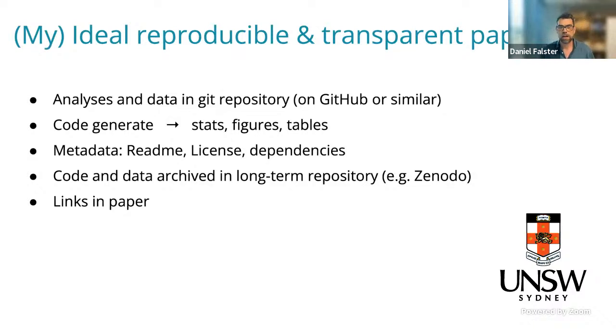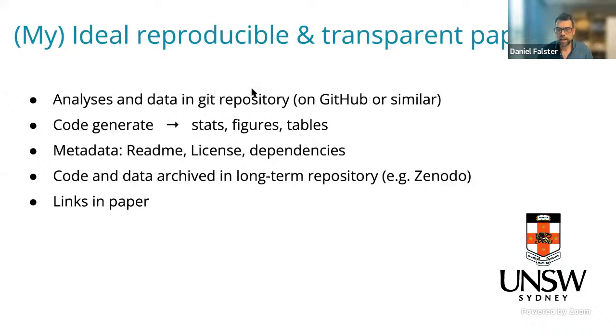So based on that, my ideal outcome for scientific papers is that you have all your analyses and data probably in a Git repository. I'll explain more what that is in a minute. You have some code which can generate all your outputs from the raw data: the statistics, the figures, the tables. You have some helpful information which would guide you and others as to what's in your repository. So, where did you get the data from? What study is it going with? What sort of license goes with the code and the data? What do you need to run this code? And that all of this would be archived.